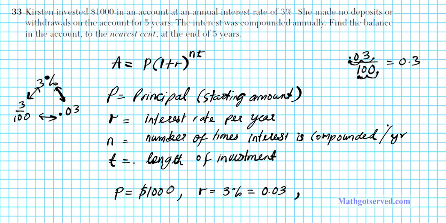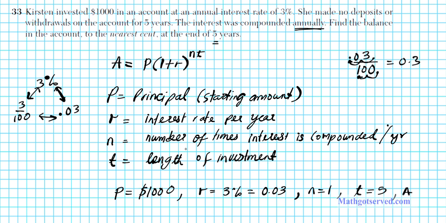N is the number of times the interest is compounded. What does it say here? It says annually, right? So annually means once a year. So N is equal to 1. T is the length of the investment. How long did she invest the money? 5 years. All right, and what is A?